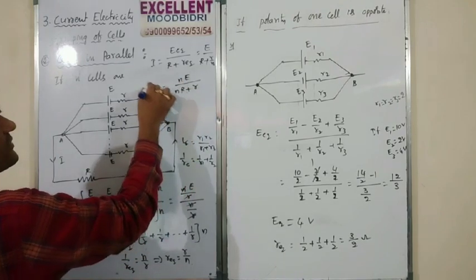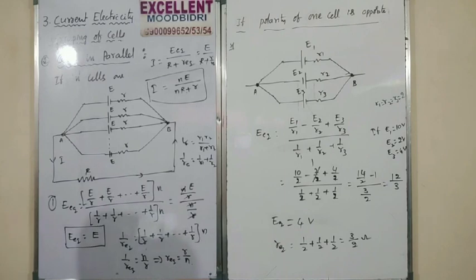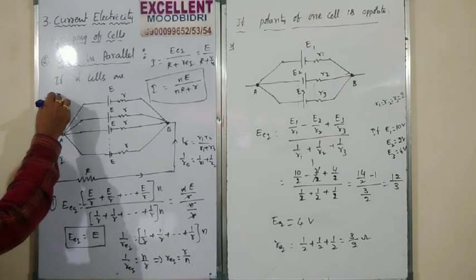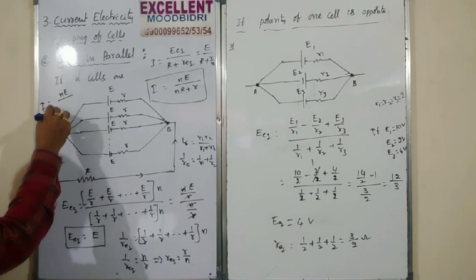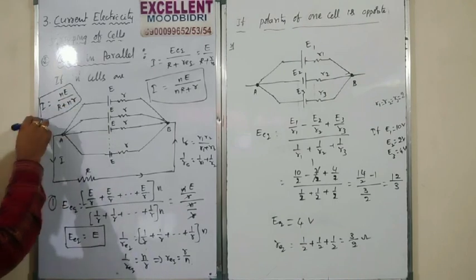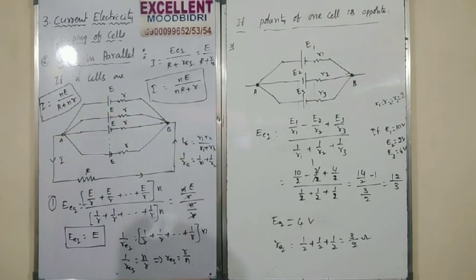Remember this one. Parallel combination is different, series combination is different. Correct? In series combination, what is it? I is equal to N into E divided by R plus N into small r. This is the series combination. But the parallel combination formula is the one above. Okay, that is the parallel combination.